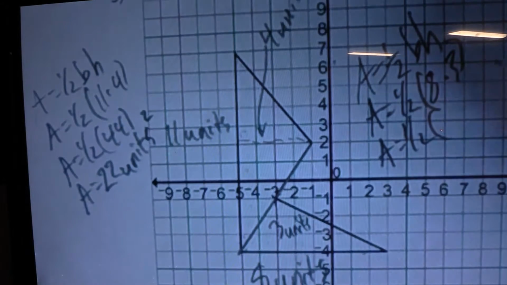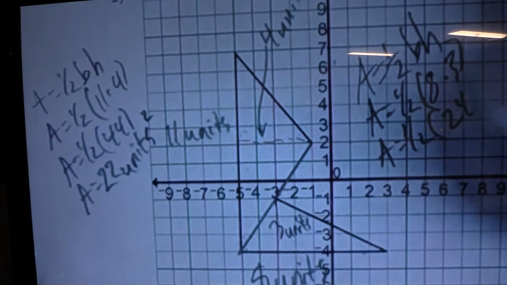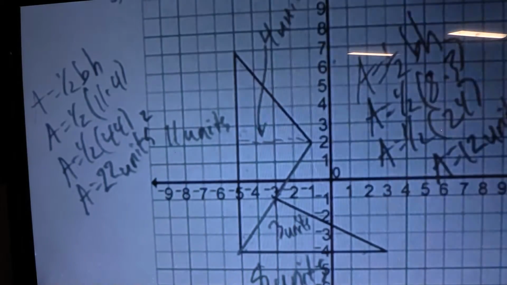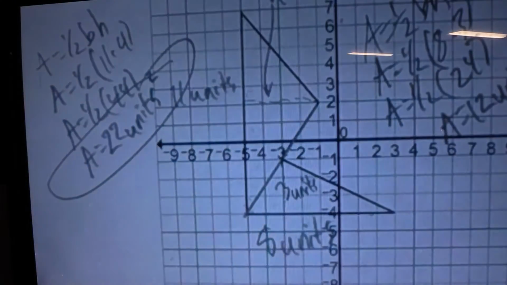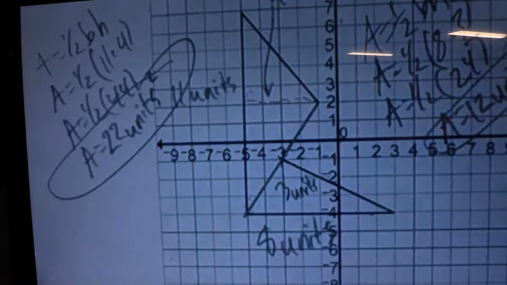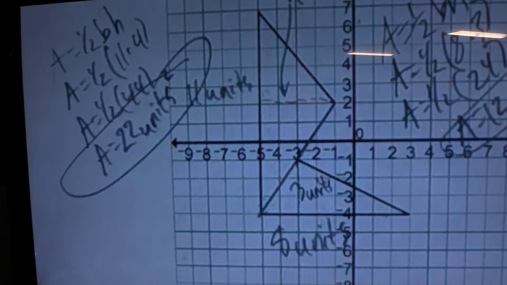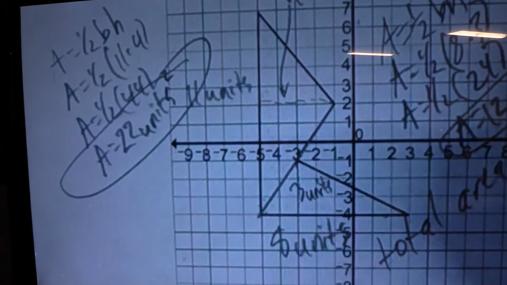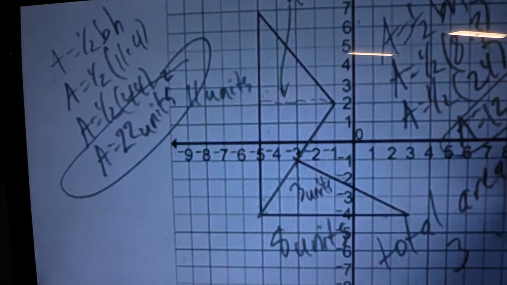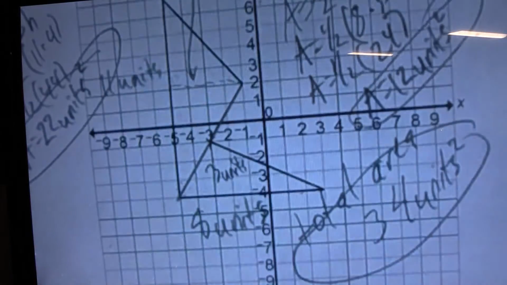1/2 times, well, 8 times 3 is 24. Half of 24 is 12 units squared. Now, like I said, all I have to do is add together the area of my first triangle and my second triangle. 22 plus 12 equals 34. So the total area is going to be 34 units squared.